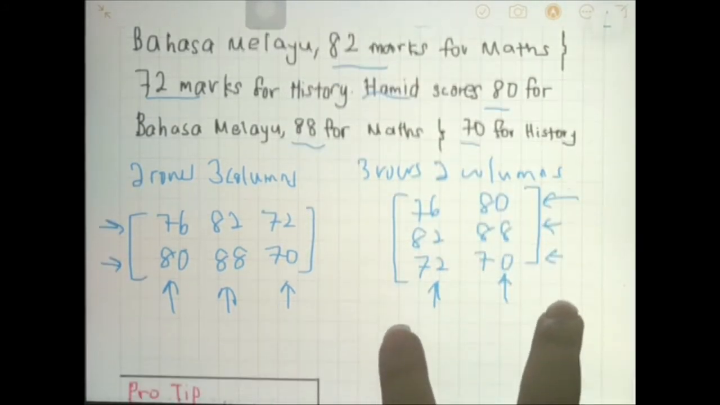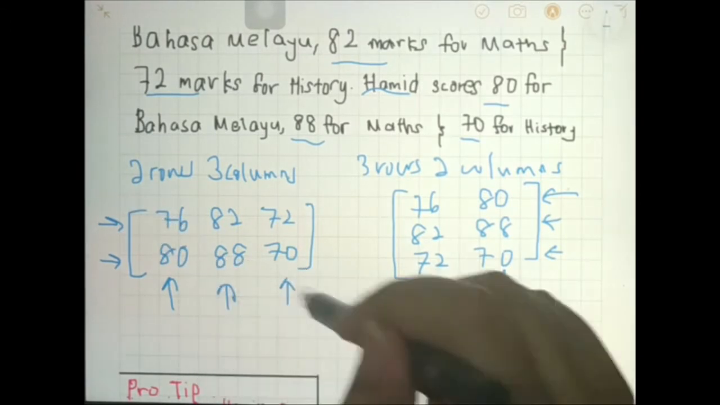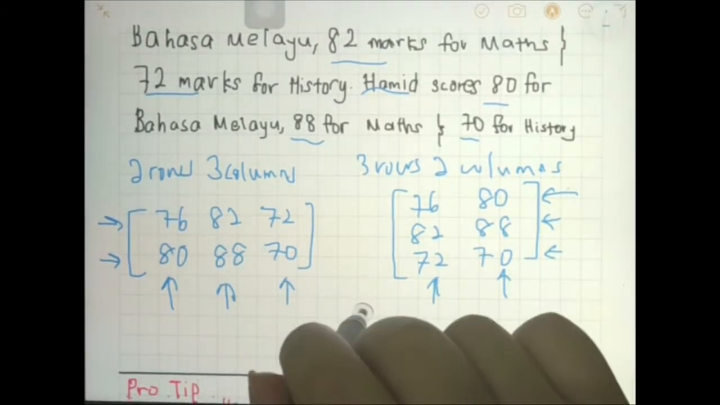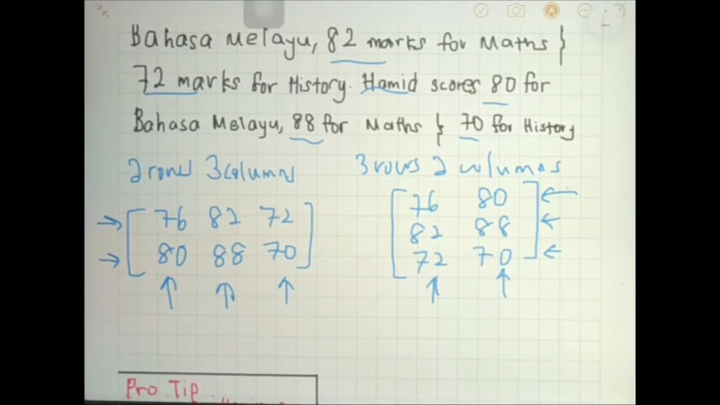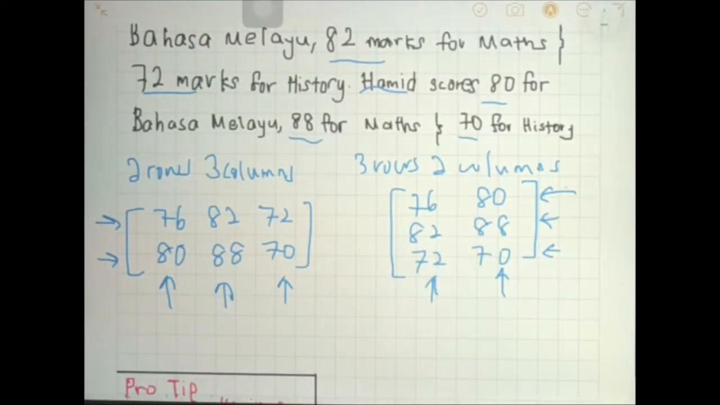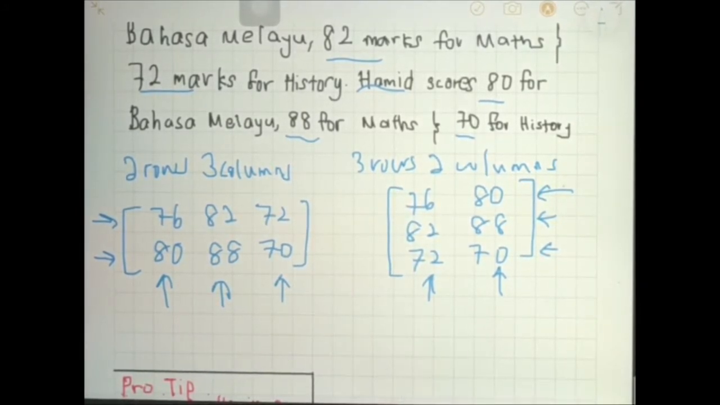So this one, you see how the rows and columns are different. Now this one is called a rectangular matrix. Rectangular matrices have different numbers of rows and columns. So you've learned 4 matrices: row matrix, column matrix, square matrix, and now you've learned rectangular matrix.